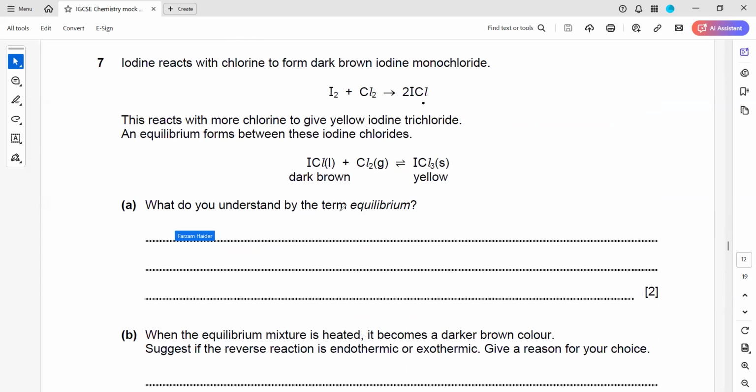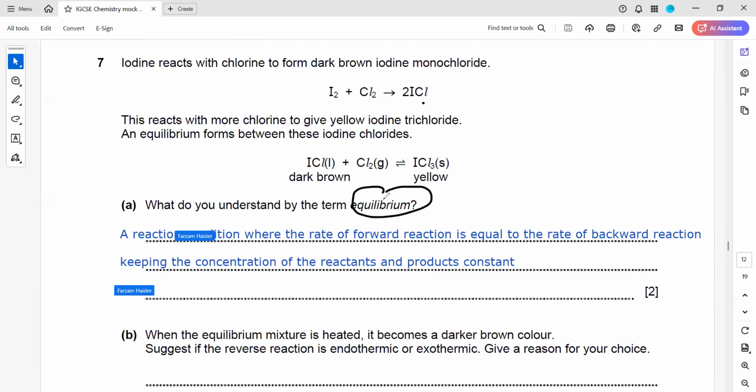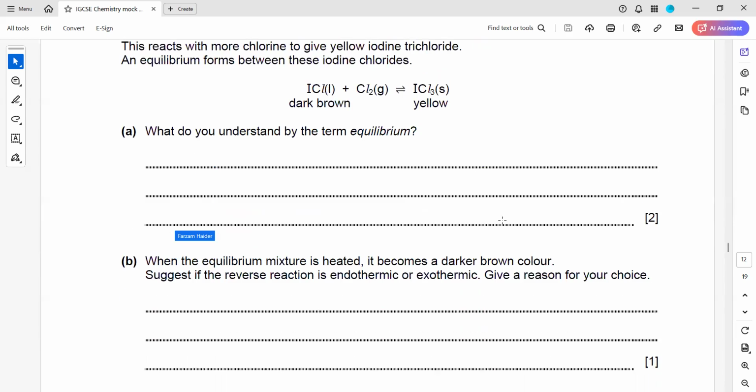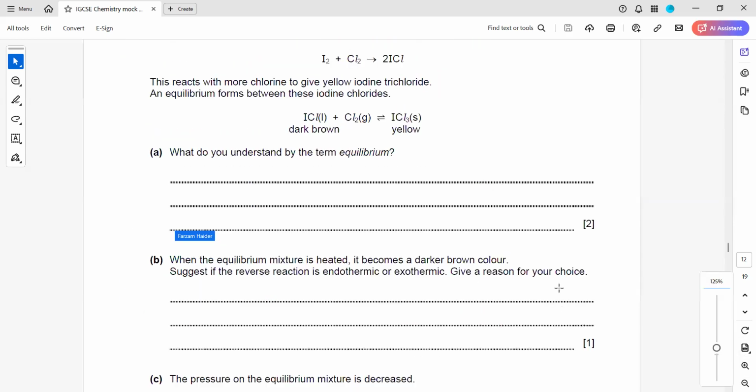So what do you understand by the term equilibrium? Equilibrium means when the rate of forward equals the rate of backward and there is no change in the concentration, keeping the concentration of the reactant and product the same. That's right. But don't say reactant and product have the same concentration. That will be wrong. If you say no change in concentration, yeah, that's right. When the equilibrium mixture is heated, it becomes dark brown. If we heat, it means the equilibrium has shifted towards the left hand side.